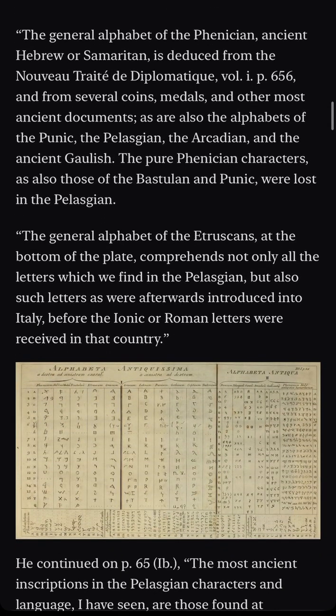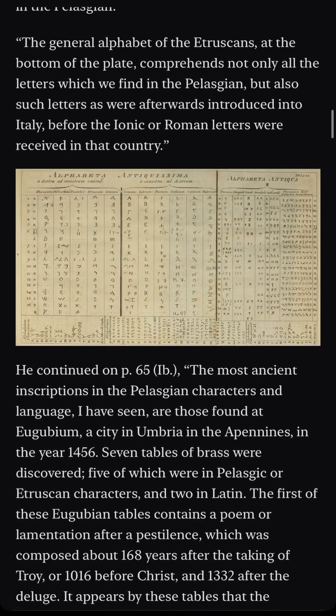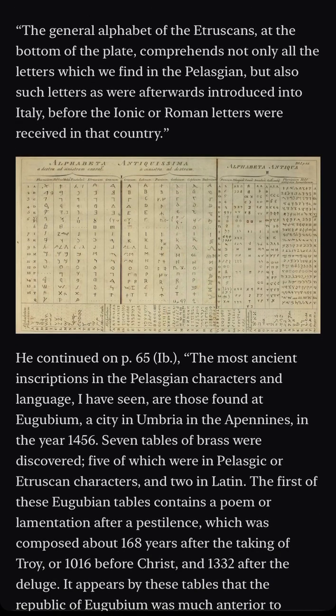The Phoenician alphabet from the inscription at Oxford differs from that given by Monsieur Gebelin, yet they are very similar. The general alphabet of the Phoenician, Ancient Hebrew or Samaritan, is deduced from the Nouveau Traité de Diplomatique, Volume 1, page 656, and from several coins, medals, and other most ancient documents, as are also the alphabets of the Punic, the Pelasgian, the Arcadian, and the ancient Gaulish. The pure Phoenician characters, as also those of the Bastilan and Punic, were lost in the Pelasgian. The general alphabet of the Etruscans, at the bottom of the plate, comprehends not only all the letters which we find in the Pelasgian, but also such letters as were afterwards introduced into Italy, before the Ionic or Roman letters were received in that country.